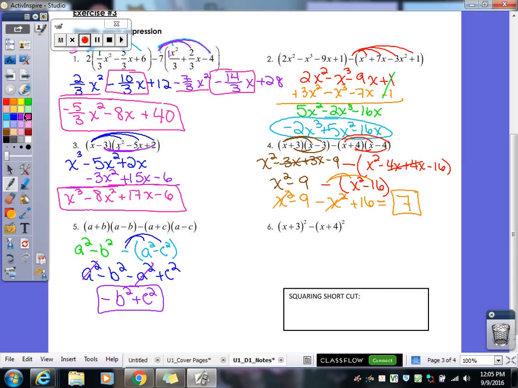Last one on this page. We have x plus 3 squared minus x plus 4 squared. Whenever you have something squared like this, you want to write it out twice. So it's x plus 3 times x plus 3, and then it's minus x plus 4 times x plus 4.